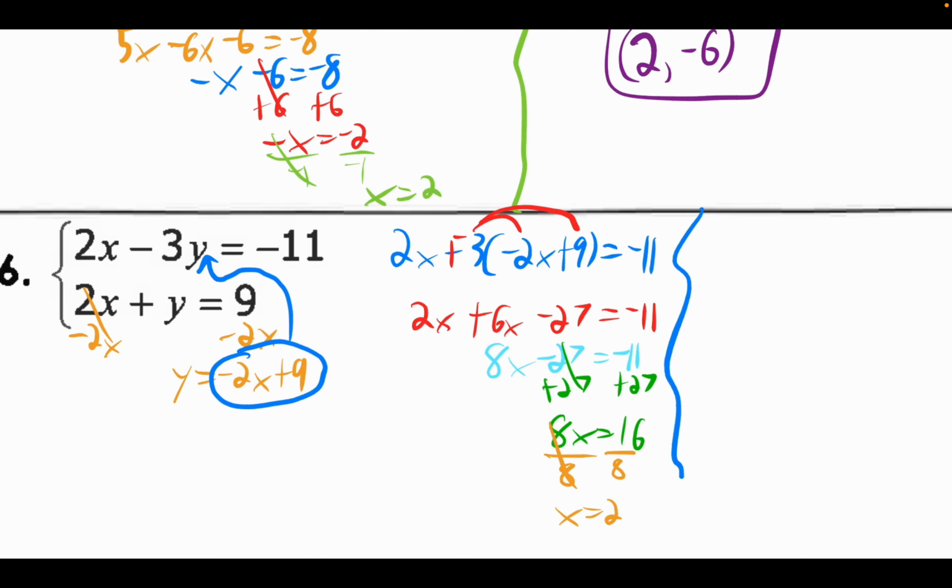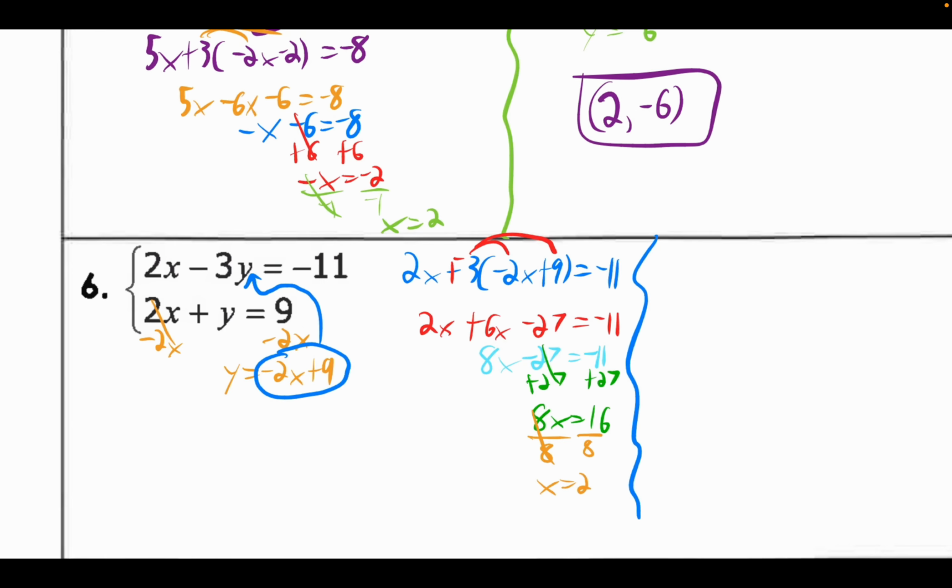Now I can take that and plug it into either my original two equations or my revised equation that's already solved for y. I'll do just that, and I get y equals negative 2 times 2 plus 9. That is y equals negative 4 plus 9, which is y equals 5. So that is the ordered pair 2, 5.